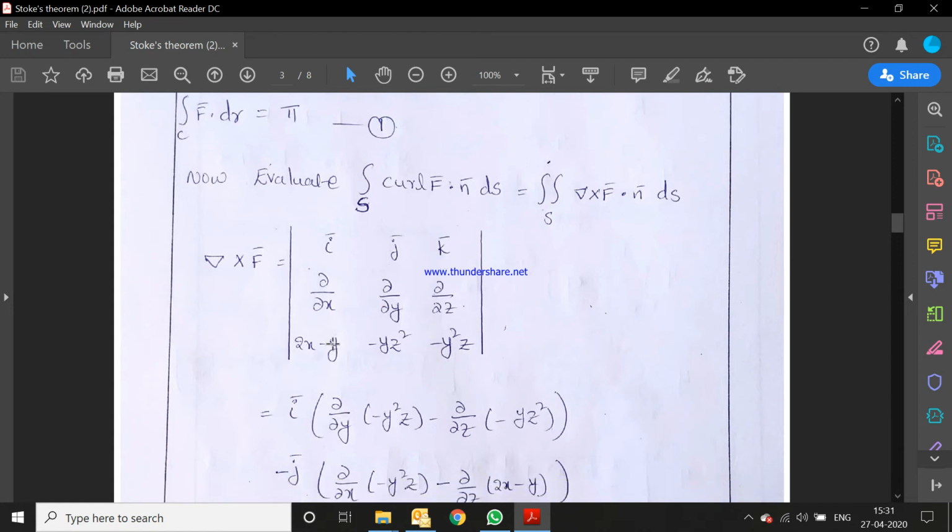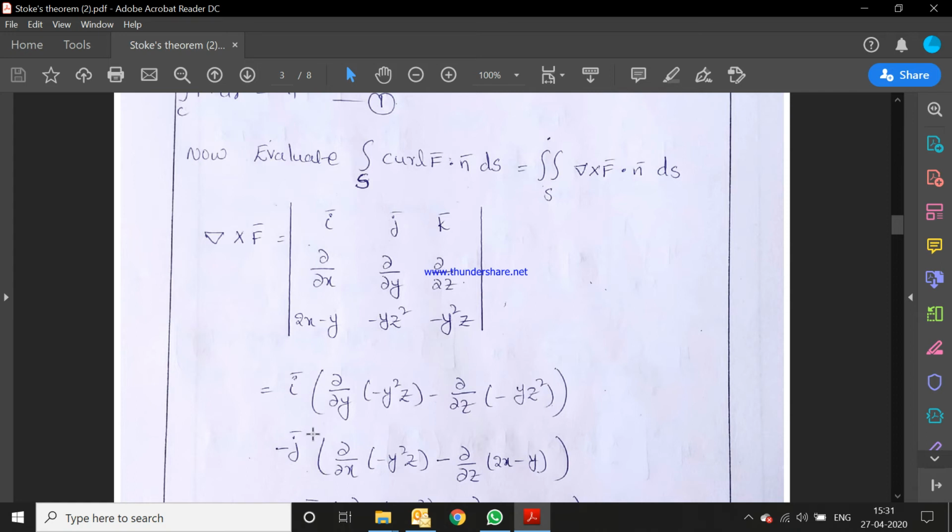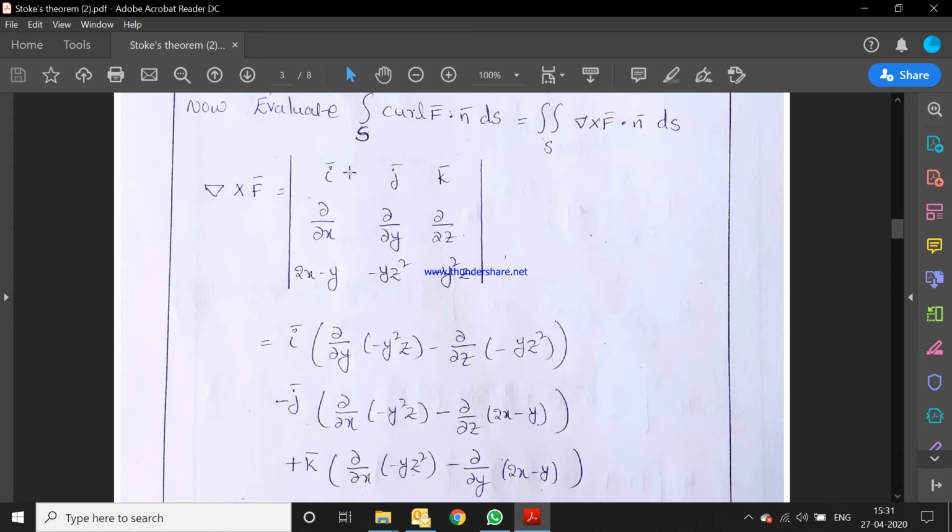Next, find the determinant using the first row: i bar into dou by dou y of minus y square z, minus dou by dou z of minus yz square. Next term, minus j bar into, eliminating first row and second column, dou by dou x of minus y square z, minus dou by dou z of 2x minus y. Next term, plus k bar, eliminating first row and last column, the remaining 4 terms determinant, that is dou by dou x of minus yz square, minus dou by dou y of 2x minus y.